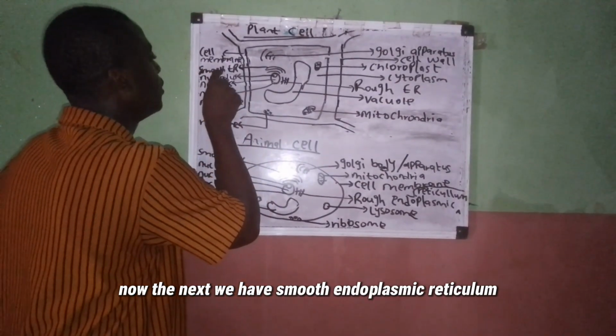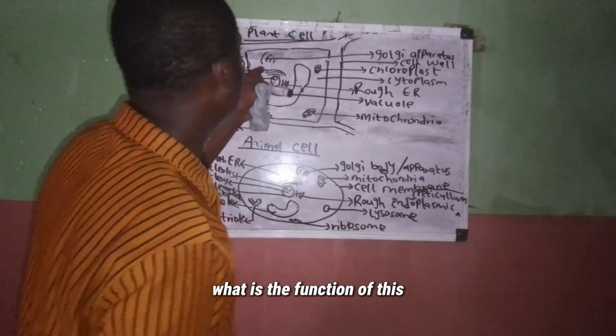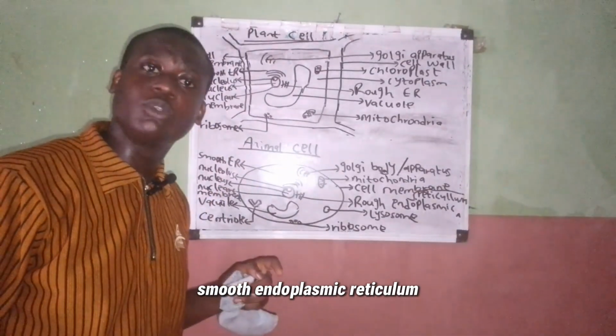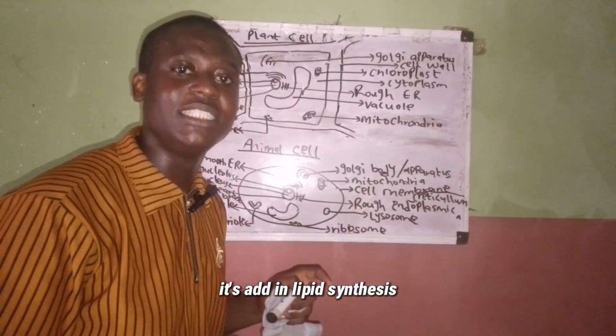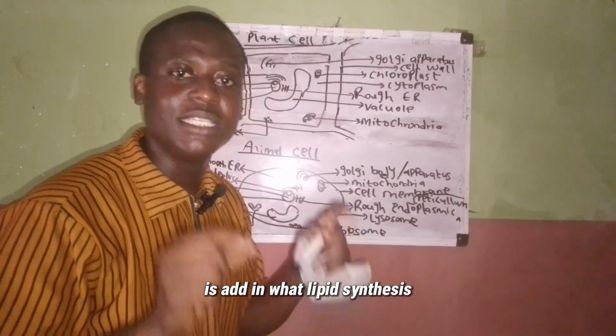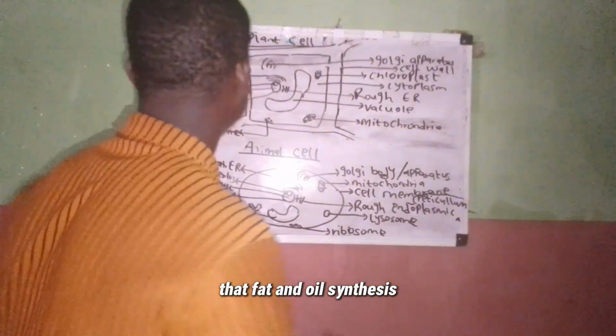Now, next we have the smooth endoplasmic reticulum. What is the function of the smooth endoplasmic reticulum? It aids in lipid synthesis. It aids in what? Lipid synthesis, that is, fat and oil synthesis.